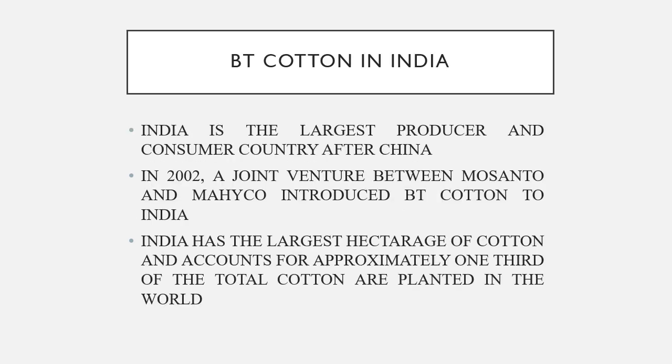Bt cotton in India. India is the largest producer and consumer of cotton after China. In 2002, a joint venture between Monsanto and Nachi introduced Bt cotton to India. India has the largest hectarage of cotton and accounts for approximately one third of the total cotton that is planted all over the world.